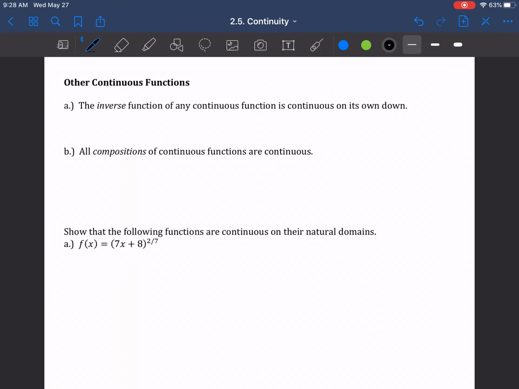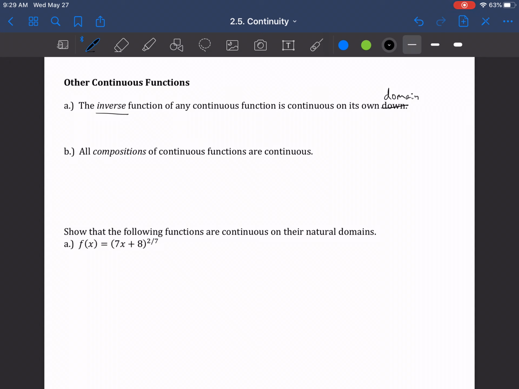All right, we're going to continue on with 2.5 here and finish this up hopefully in this video. So we're going to look at some other continuous functions first. The inverse function of any continuous function is continuous on its own domain. That should be the word, domain. Okay.